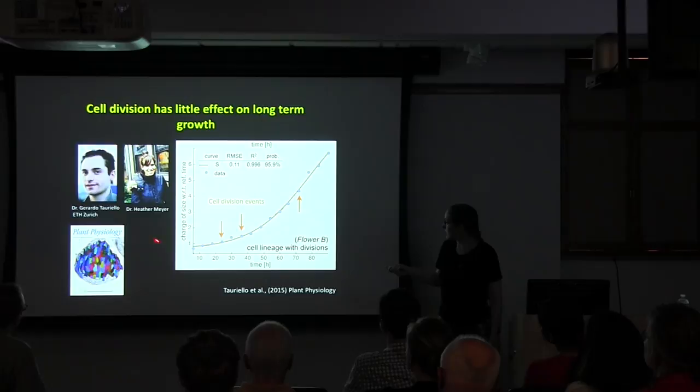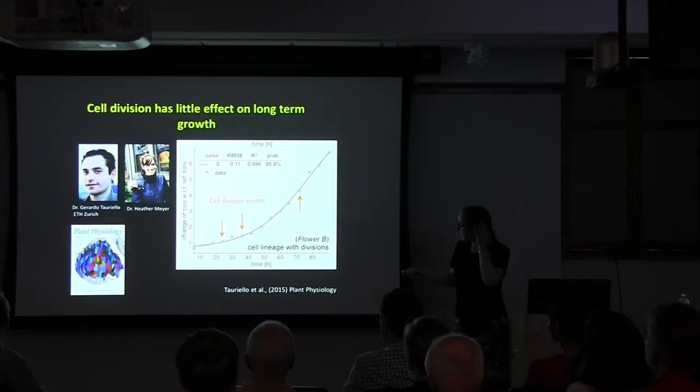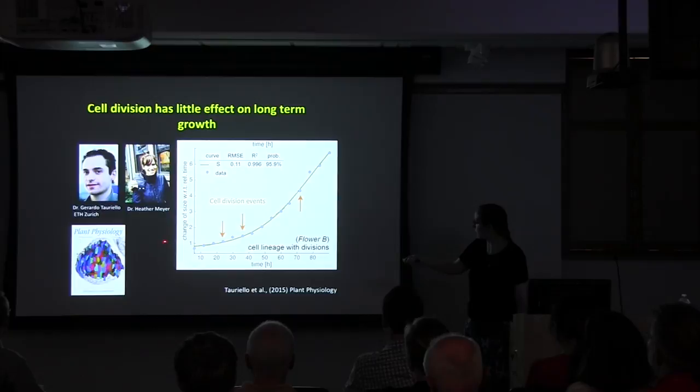So Gerardo and Heather published a very nice paper in Plant Physiology where they analyzed the growth of sepal cells. And so here's a single cell lineage. So we've got this, and it grows like this over time. And each cell division event is marked with an orange arrow. And you can see that cell division has absolutely no effect on the growth.